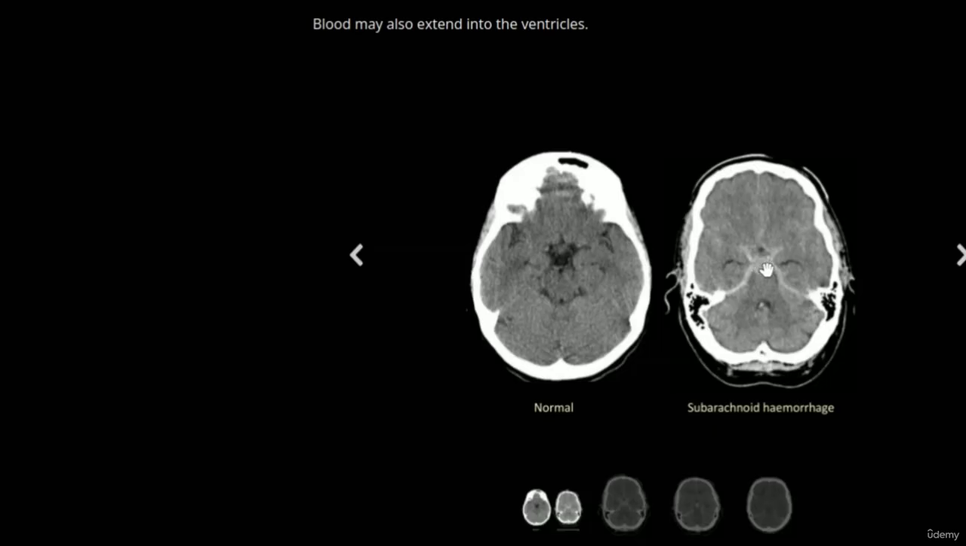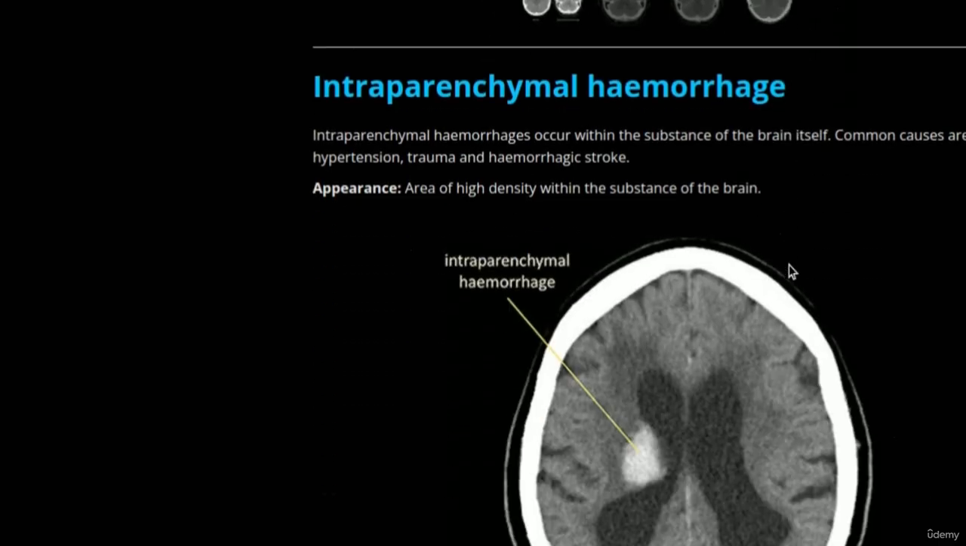Note that subarachnoid hemorrhage can extend also to the ventricles and give us intraventricular hemorrhage, and we can see the hyperdensity inside of the ventricles.